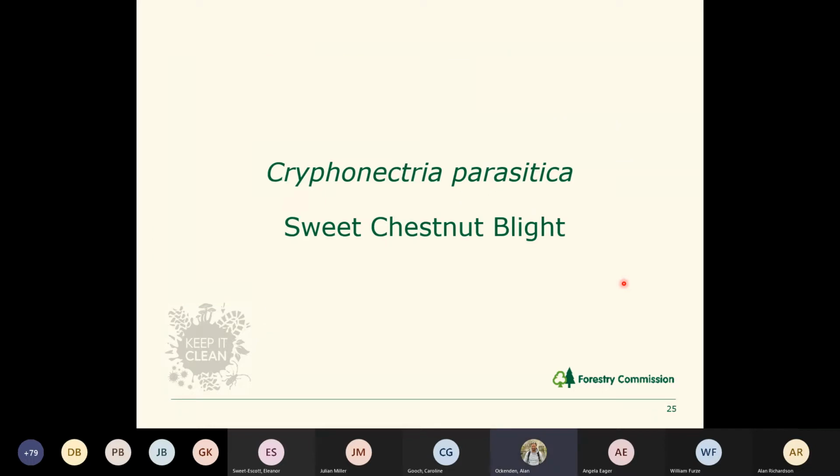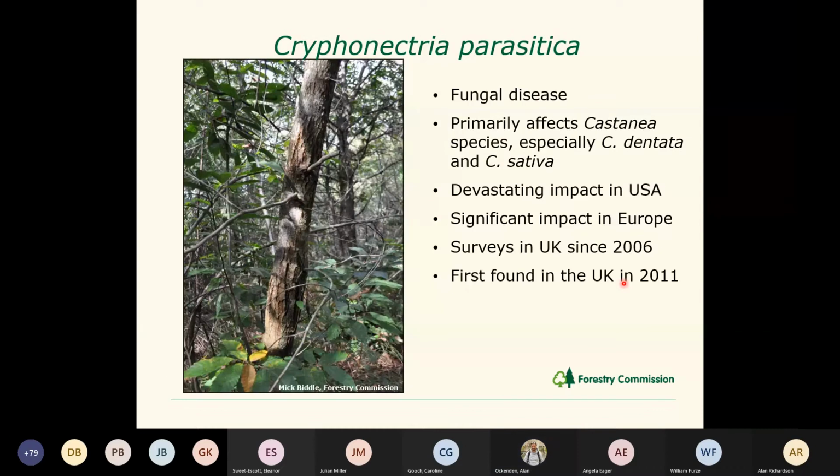So we'll move on now to sweet chestnut blight. The other two, thinking back to that phylogenetic tree to begin with, were heterokonts, oomycetes in that Phytophthora genus. We're now looking at a fungal pathogen, the other side of that tree. It primarily affects Castanea, sweet chestnut species, particularly North American and European sweet chestnut. It had a really significant impact in the States. It was found there a number of years ago and has caused the death of millions of trees over there.